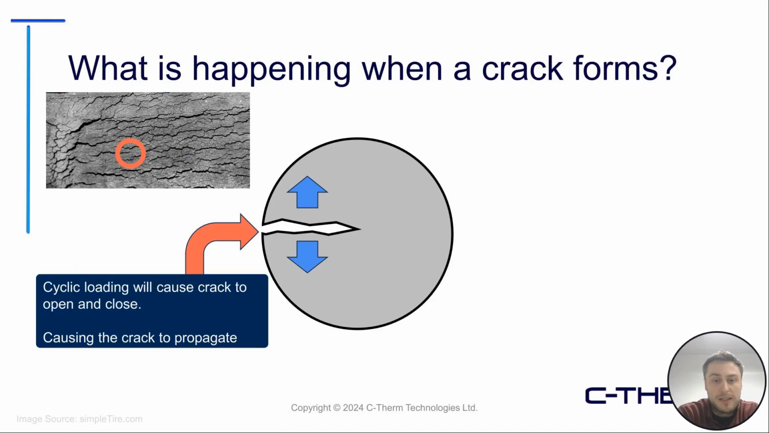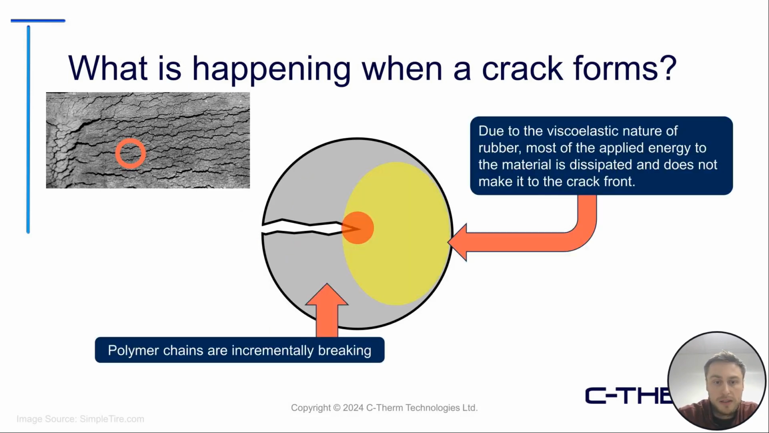So just to break down on a macro scale what's happening here, when a crack forms, the cyclic loading or periodic loading will cause the crack to open and close, and this will incrementally cause the crack to propagate or grow. And what's actually happening here is that the polymer chains are incrementally breaking inside the sample, and that's what's causing the crack to propagate: the small incremental breakage of these chains.